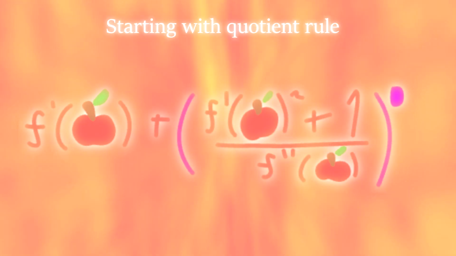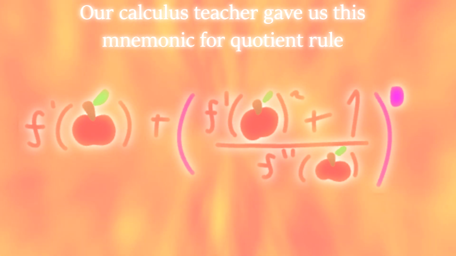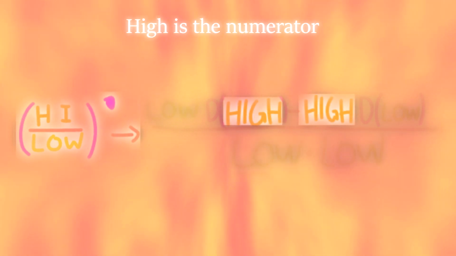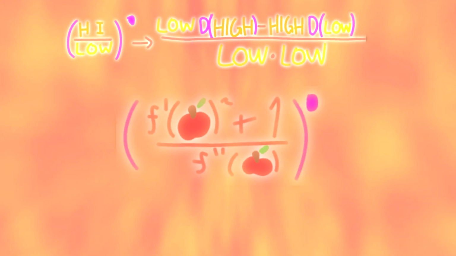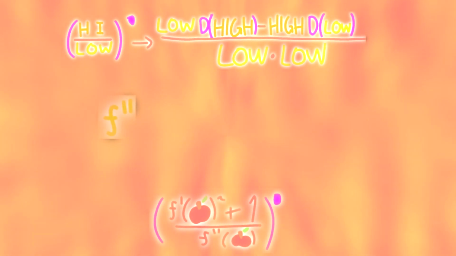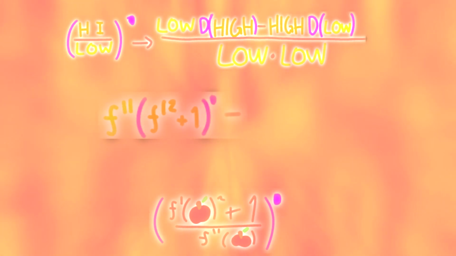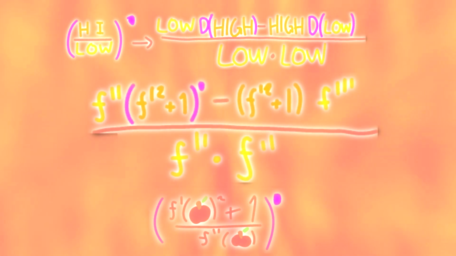So, starting with quotient rule, our calc teacher taught us one sort of mnemonic for this rule, where it's low d high, less high d low, over low low, where low is the denominator, high is the numerator, and the d's are derivatives. Using that identity, we have f prime prime times the prime of f prime squared plus 1 minus f prime prime prime times f prime squared plus 1 over f prime prime squared.